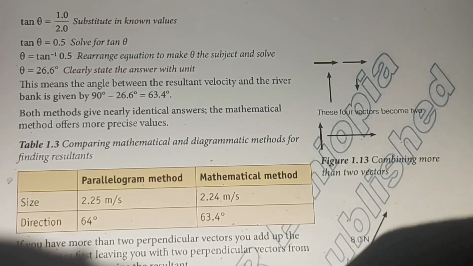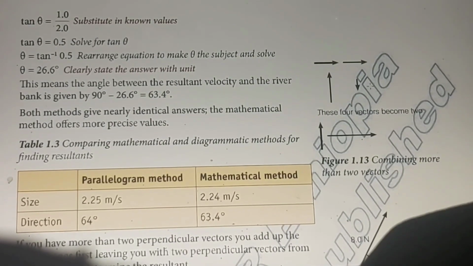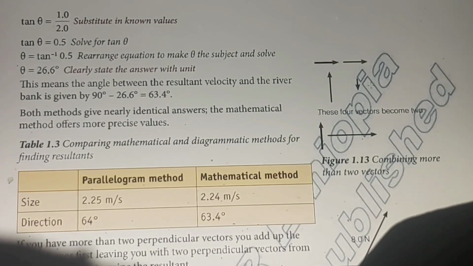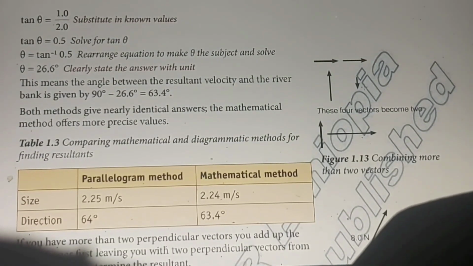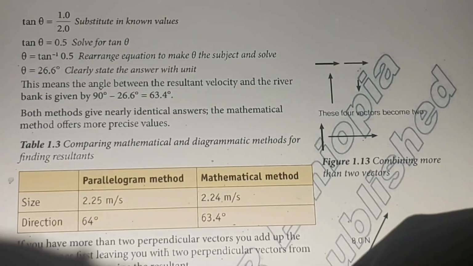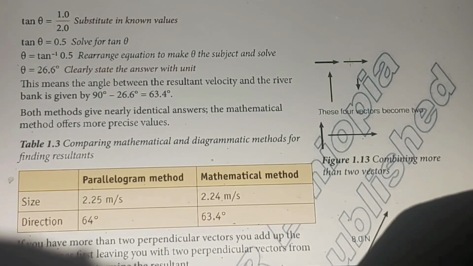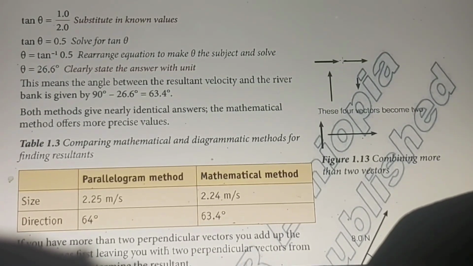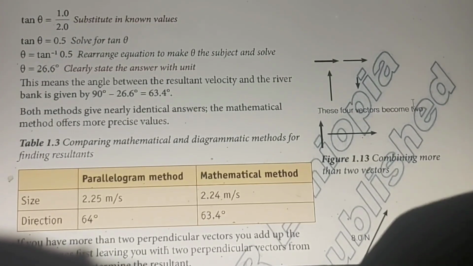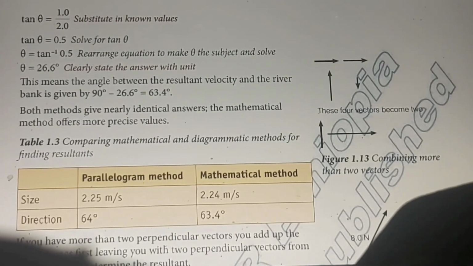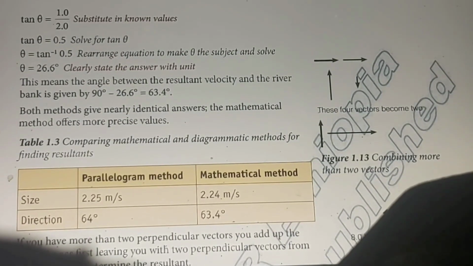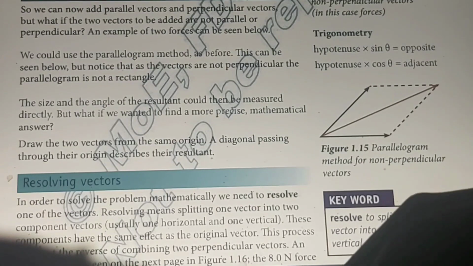Here we can see how, for example, when three vectors are given, we can find the resultant. First, we combine the vectors that are parallel. Then we can have their perpendicular. Then we can solve for the resultant. The other method is resolving.